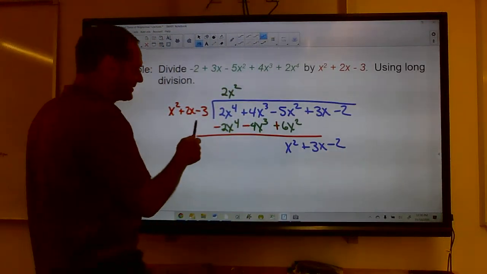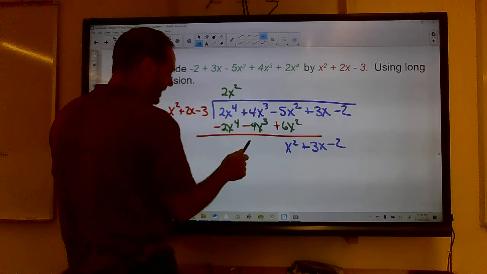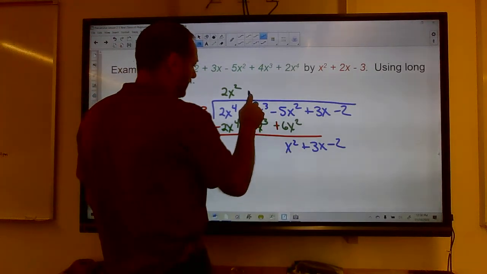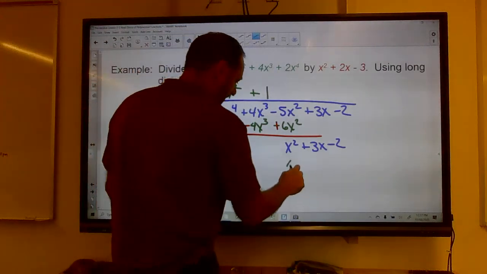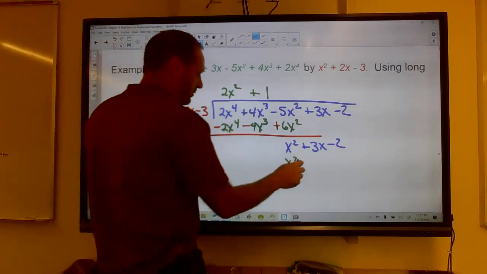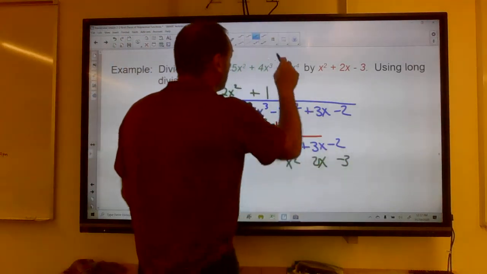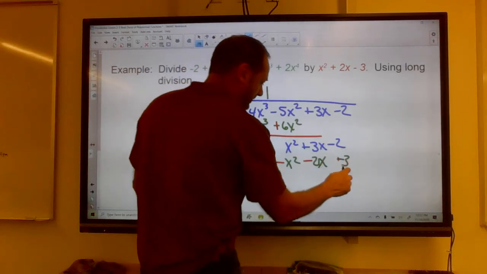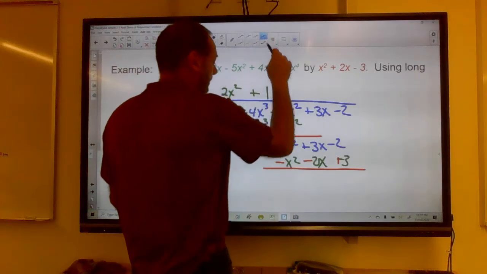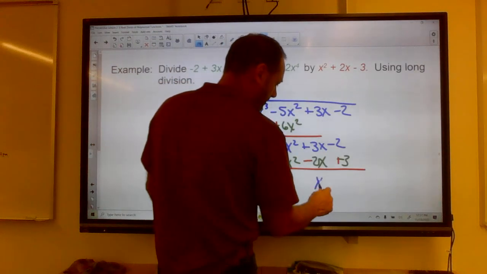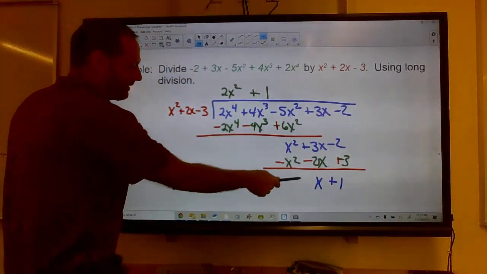And, oh, look at that. That's the same. Oh, wait, nope, not quite the same. So I'm going to multiply x squared by 1 to get x squared plus 1. So this is going to be x squared. This is going to be 2x. And this is going to be minus 3. And, of course, I subtract all of that. And I'm going to get left over here x plus 1.